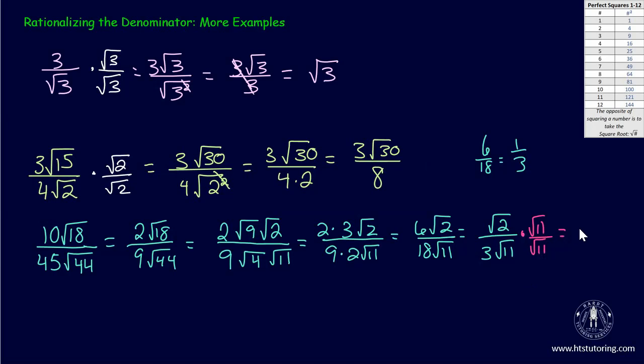And I'm going to get square root 22 over 3 times the square root of 11 squared. Square root and square cancel. So I have square root of 22 over 3 times 11, and I get square root of 22 over 33. Square root of 22 is completely simplified. There's no perfect square that goes into it. And 33, there's no other coefficient up here that can divide and help to simplify 33. So square root of 22 over 33 is our completely simplified answer.